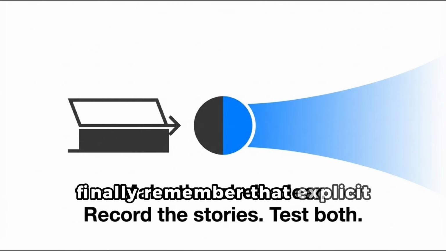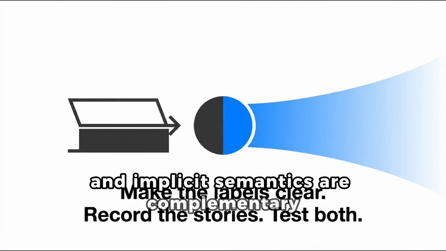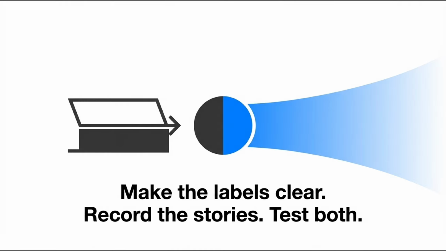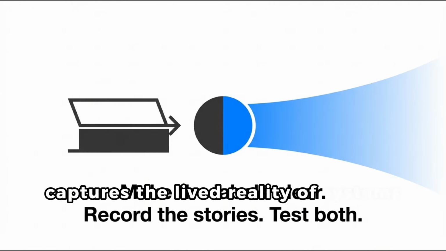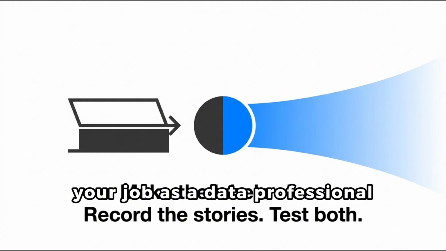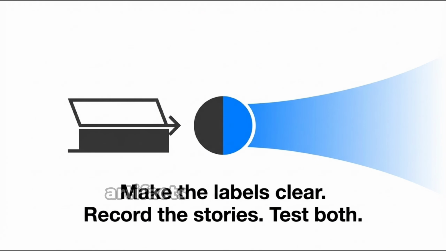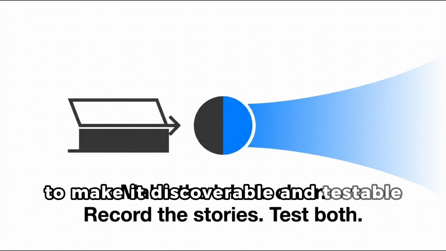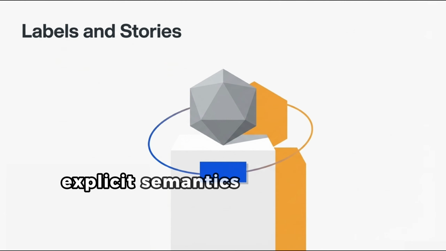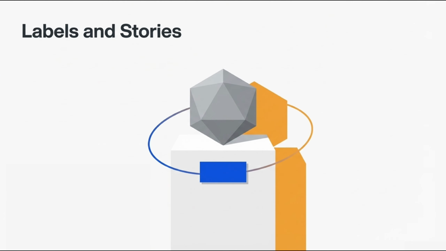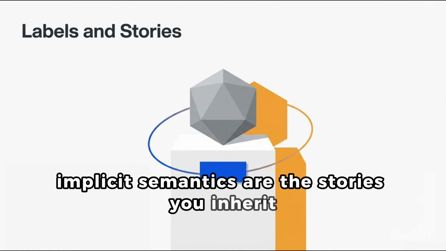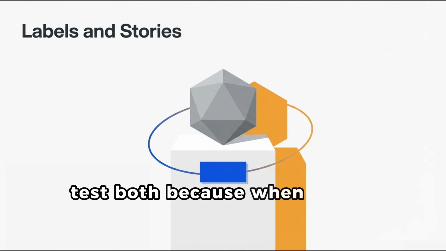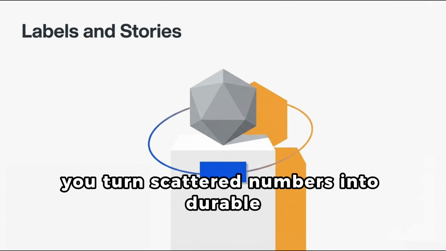Finally, remember that explicit and implicit semantics are complementary. Explicit documentation improves discoverability and automation. Implicit knowledge captures the lived reality of systems. Your job as a data professional is to translate implicit meaning into explicit artifacts where possible, and where it can't be fully codified, to make it discoverable and testable. To bring this home, explicit semantics are the labels and rules you write down. Implicit semantics are the stories you inherit. Make the labels clear, record the stories, test both. Because when you do, you turn scattered numbers into durable, trustworthy signals.